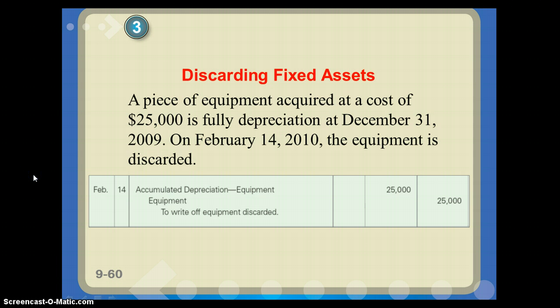So for discarding a fixed asset, we have a piece of equipment acquired at a cost of $25,000 and it's fully depreciated at December 31st. If on February 14th, 2010, the equipment is discarded, what we do is we debit our accumulated depreciation. That way we get rid of that depreciation. Once we get rid of the asset, we get rid of the depreciation as well. When we get rid of the equipment, we're going to credit that asset so that there's a zero balance in our equipment account and a zero balance in accumulated depreciation. We no longer have that asset or anything tied to it.